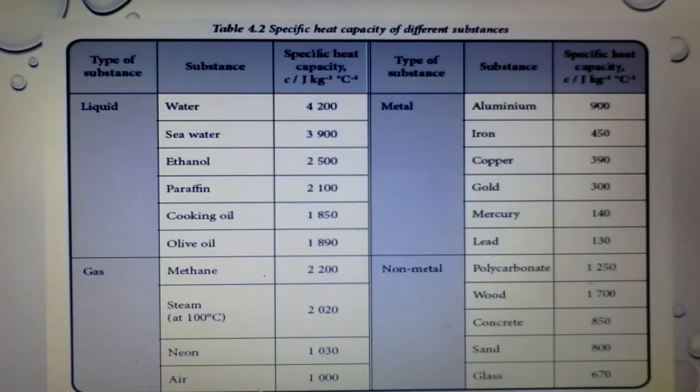Okay, so this table shows the value of specific heat capacity for different types of material. So we have liquid, gas, metal, non-metal. So you can see here for liquid, normally liquid has very large specific heat capacity compared to metal or solid. Okay, so you can look at water, 4,200 joule per kg per degree Celsius, the highest value for liquid. So no need to memorize all the values. If there is a problem solving, they will give you the value.